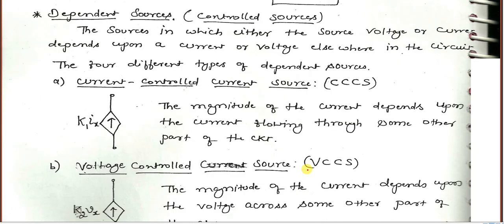The next important term is what is an independent source? We just know that. Now let's consider dependent sources. A dependent source is also referred to as a controlled source. Its value is controlled by something else. Now let's take four different controlled sources. These are sources in which either the source voltage or current depends upon a current or voltage elsewhere in the circuit. So it depends on some branch voltage or some branch current. Based on that, there are four classifications, the first being the current controlled current source.